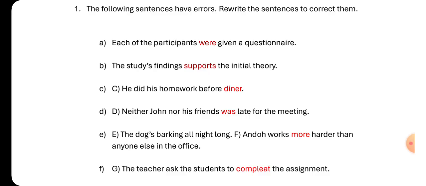The studies findings support the initial what? Theory. The studies findings support the initial theory. This is also a problem of subject verb agreement. The studies findings support the initial theory. So the problem here is what? Support. The studies findings. Is this a singular verb? Okay, the study.